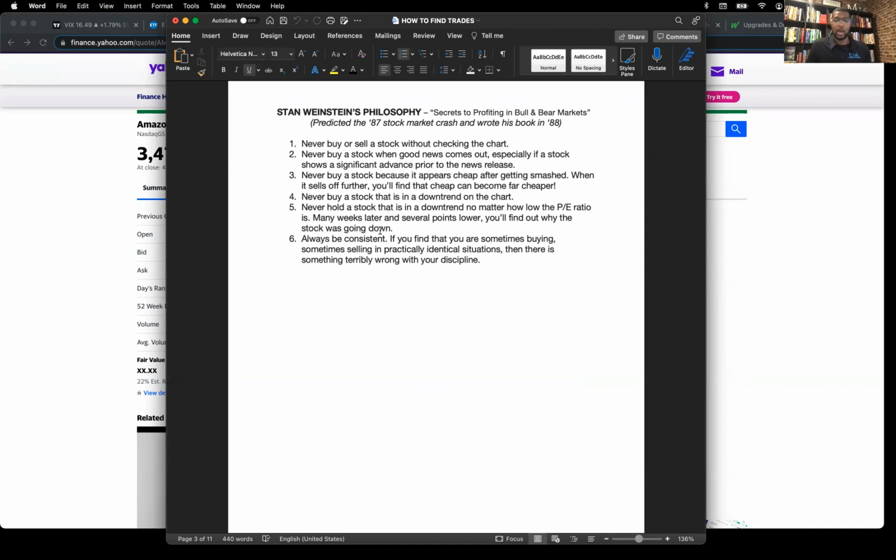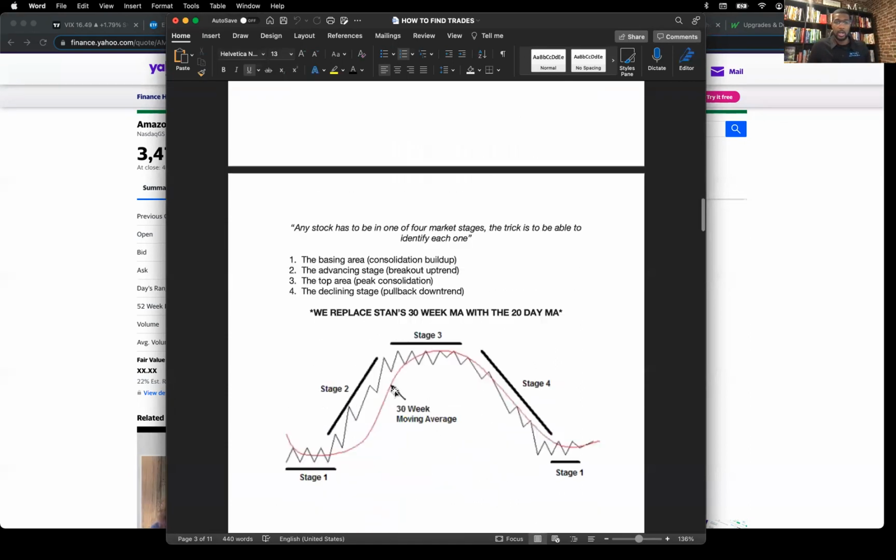Rule number 6, always be consistent. If you find that you are sometimes buying and sometimes selling in practically identical situations, then there is something terribly wrong with your discipline, right? So you need to make sure that you buy when all of the parameters are adding up for you to buy, and you sell when all the parameters add up for you to sell. You can't be selling and buying when both of those scenarios are the same. If that happens to you multiple times, you need to take a step back and look at your discipline, because now it seems like you're jumping into stocks off of your own pure judgment and not really looking at the technicals, all right?